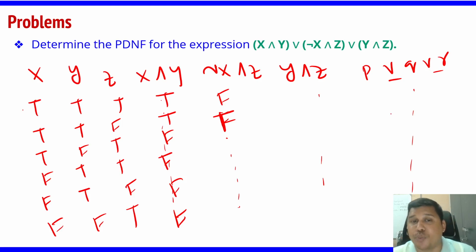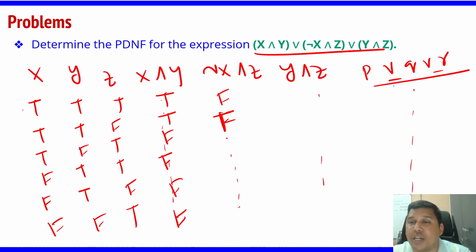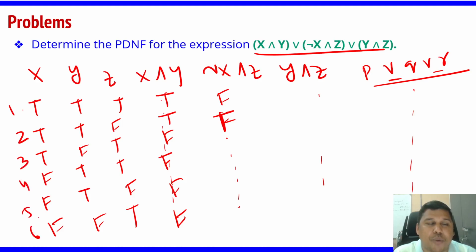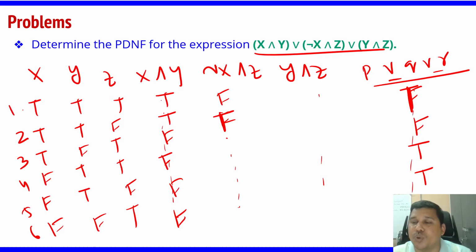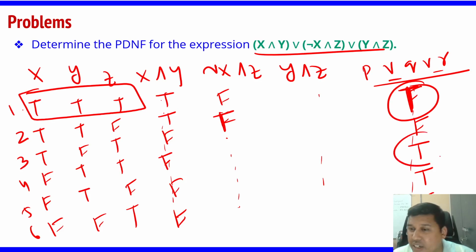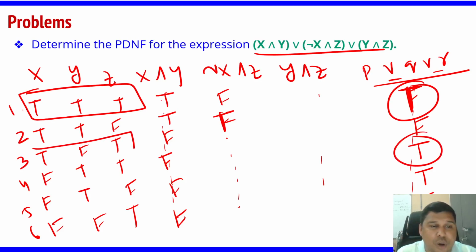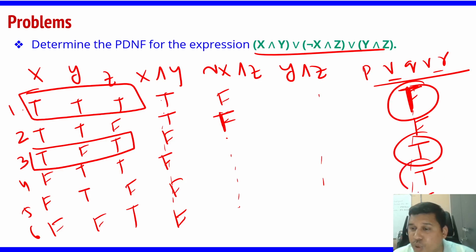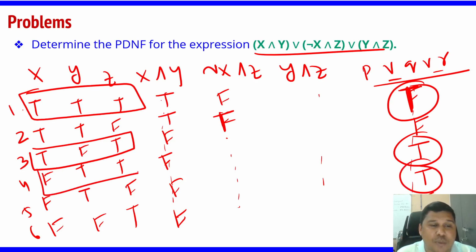Once you get the final output in the table, suppose the final expression output is like this. So I have taken 1, 2, 3, 4, 5, 6 combinations here. This output is true, this is true, next is false, next is true, next is true, remaining all are false. So which expressions got true as the output? First one, this combination got true. Then the third one, that is TFT combination got true. Then the fourth one, that is FTT combination got true.